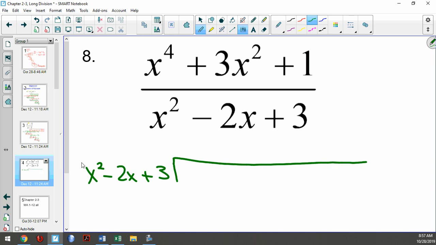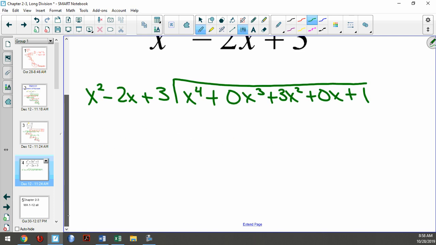Okay, now look at your numerator. What's my highest power? 4. So I have an x to the 4th. Do I have an x cubed up there? No. So what do I put in there? A placeholder of 0x cubed. Do I have an x squared? Yes, so I drop down the 3x squared. Do I have an x to the 1st? No, so I put a 0 in there. And do I have a constant? Yes, which is a 1.